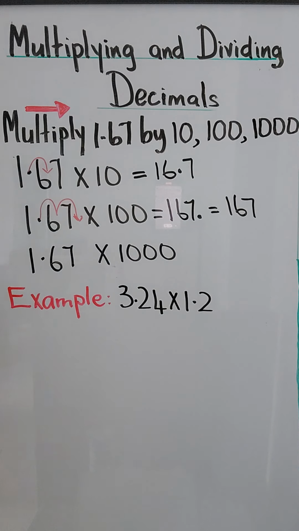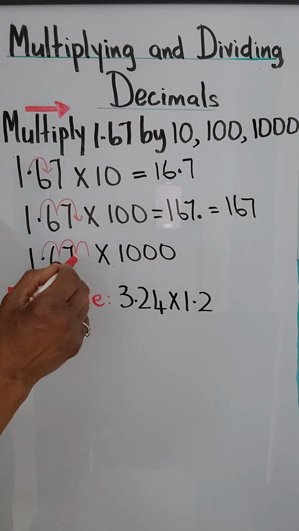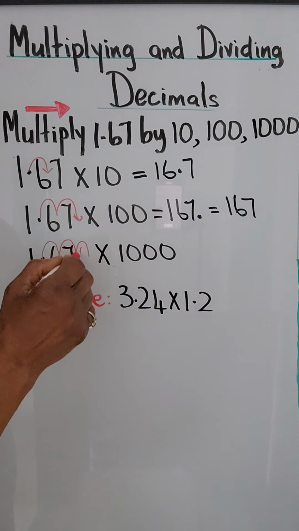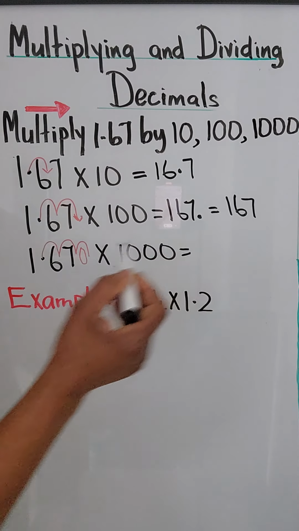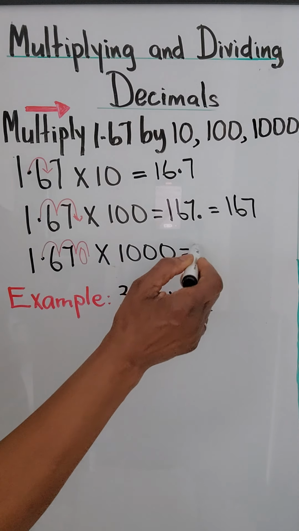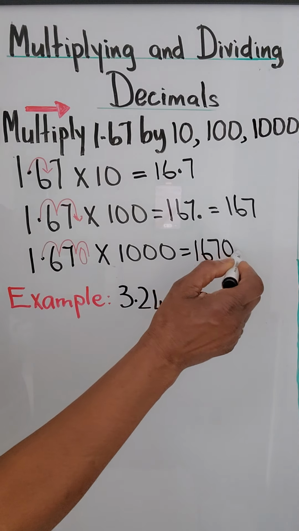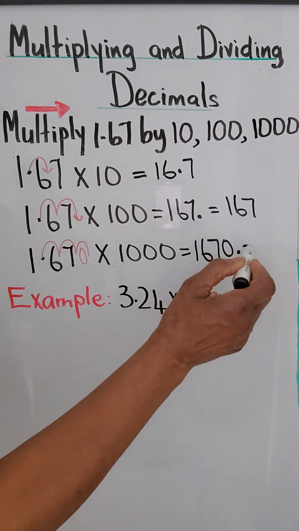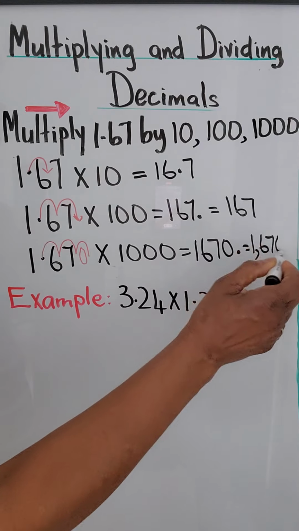1.67 multiplied by 1000, three places to the right. 1, 2, 3. There's no number right here, so we have to put a 0 as a placeholder. So therefore 1.67 multiplied by 1000, 1670 point, and that is equal to 1670.